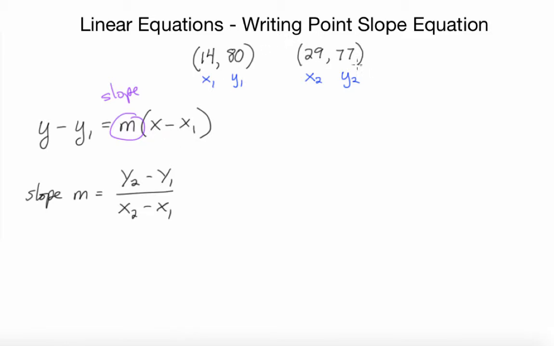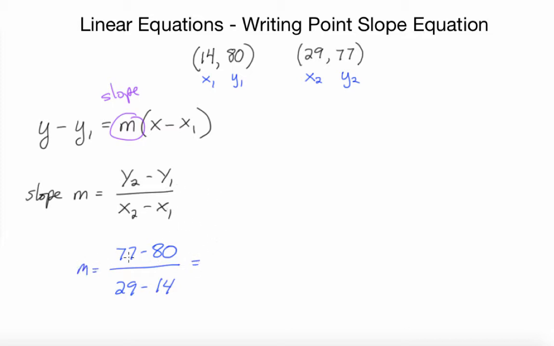Okay, so to find the slope, I need to subtract my y values. So I'm going to take y2 minus y1. Substituting things in, we've got 77 minus 80. And then on the bottom of my slope, I need to subtract how much change happened in x. So we've got 29 minus 14. All right, that's going to give me my value for my slope.